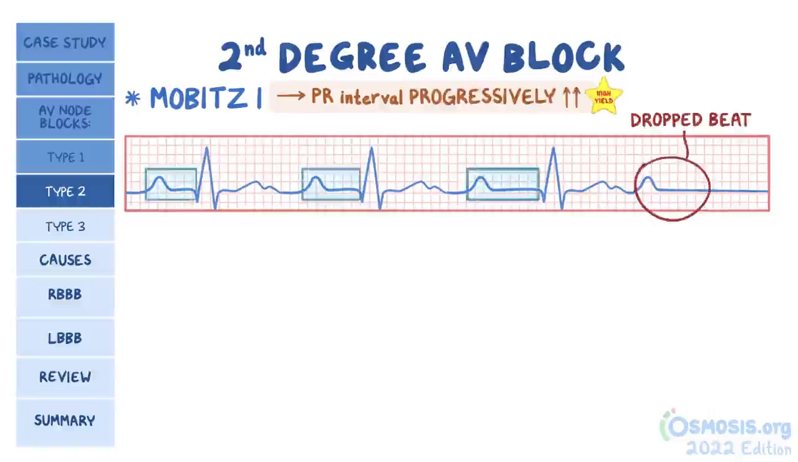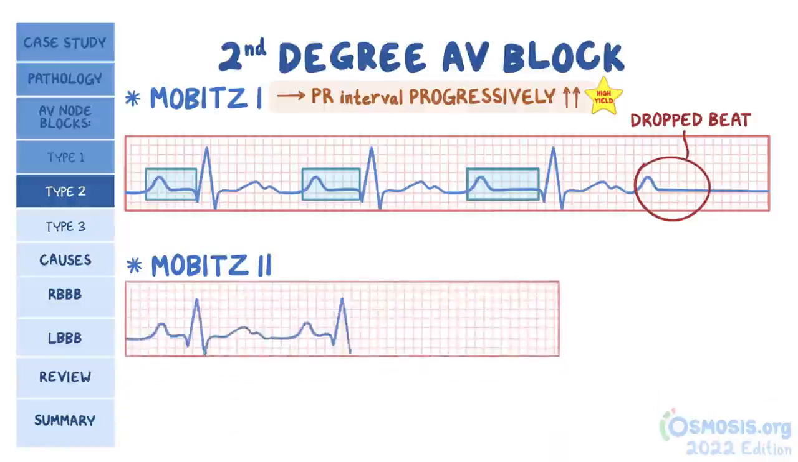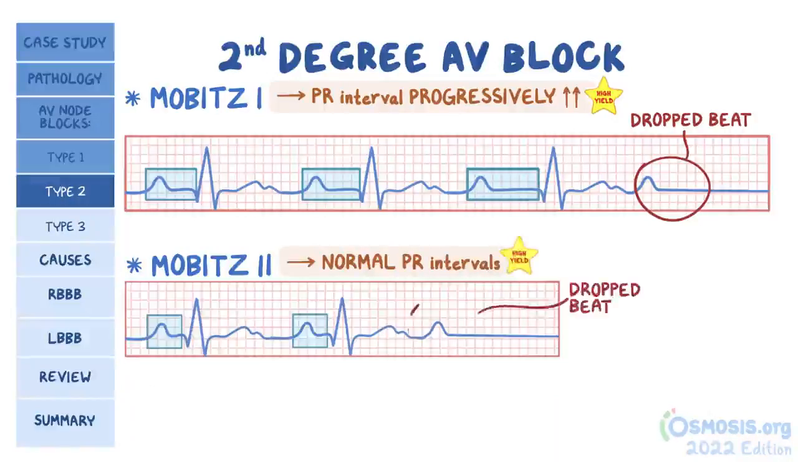Like in Mobitz 1, the heart also drops a beat in Mobitz 2, except this time conduction through the AV node is all or nothing. Either the atrial impulse goes through with no delay, or it doesn't go through at all. Basically, there's no progressive prolongation of the PR interval in Mobitz 2. On the ECG, Mobitz 2 shows a couple of normal PR intervals followed by a dropped beat.